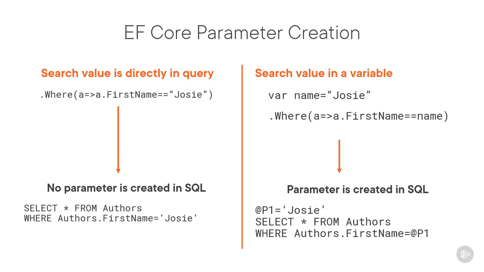Here I'm creating a variable, name, with the value Josie. In a real app, that variable might be getting passed into the method. When I use the variable in my where expression, EF Core will parameterize the query. That's the default behavior, so you can be confident that EF Core has your security in mind. Let's see that in action.